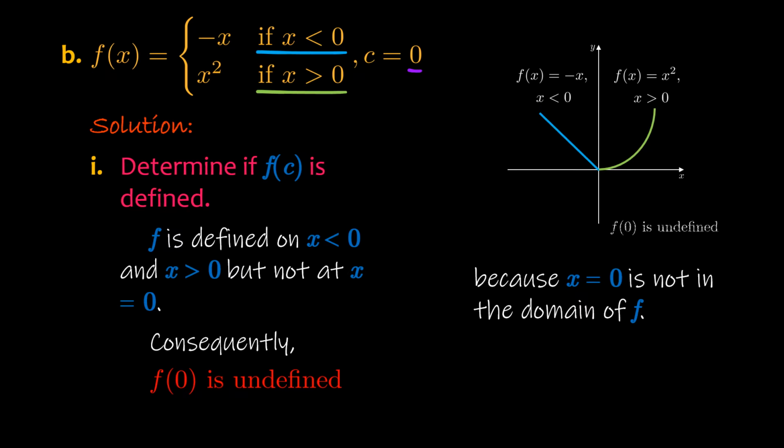The value of f at x equals 0 is undefined. It is represented by the hollow point. Therefore, f is not continuous at x equals 0, even if the limit of f of x, as x approaches 0, exists.